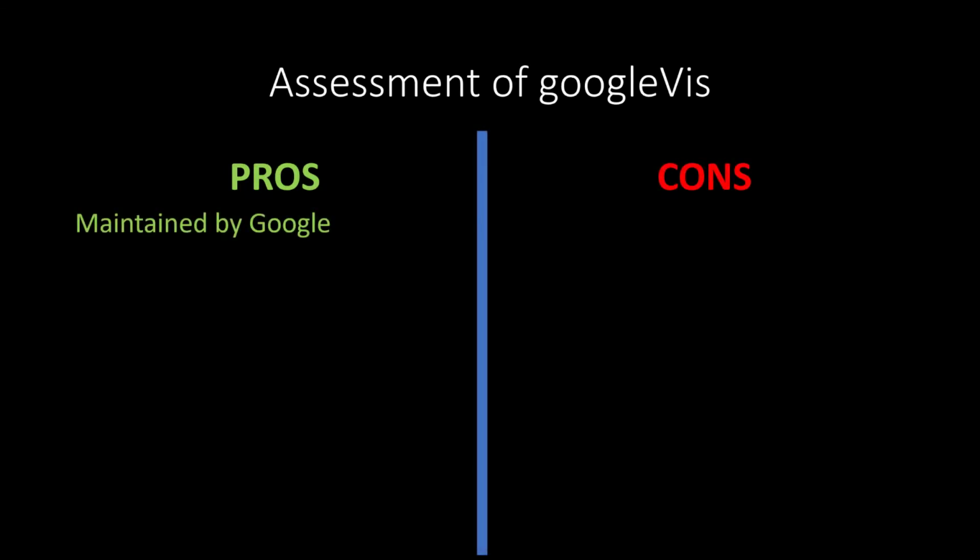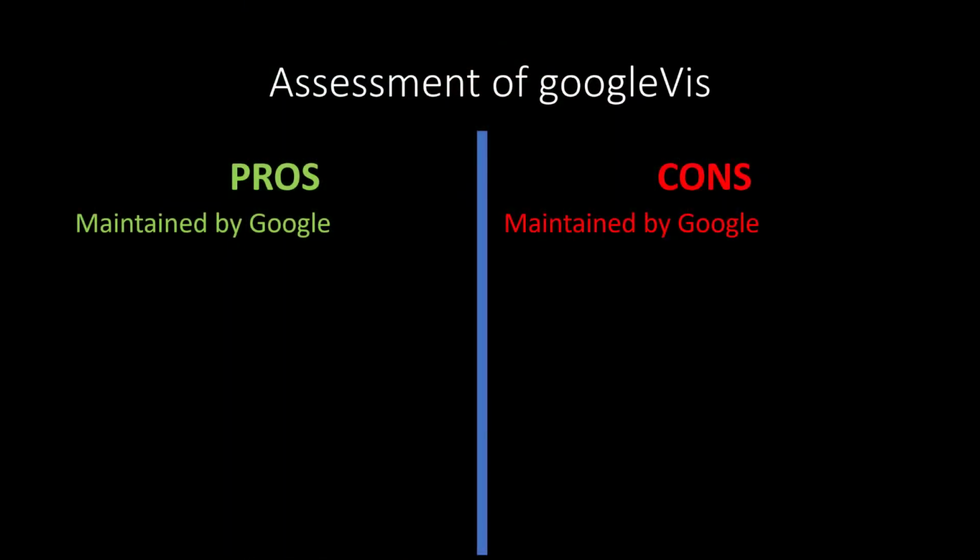The first pro is that this is maintained by Google, so I trust Google's professional software development skills. I trust it to be robust. I trust it to be maintained. I trust continuous improvement, and so I consider this to be a strength. Unfortunately, I also consider this to be a negative to using googleVis because you don't control this, and if Google wants to change this or stop supporting it in the future, there's very little you can do.